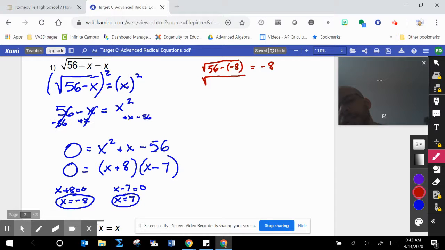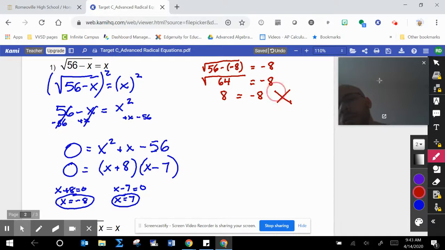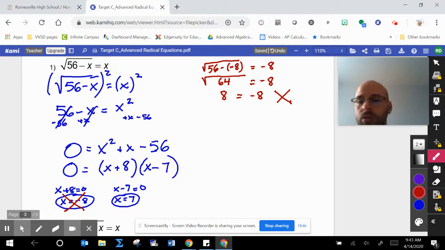So if I do this, I get the square root. Now 56 minus a negative. If you subtract a negative, that's really like adding. Again, you can use your calculator if you need to. That's going to give me a 64 on the inside. And if you take the square root of 64, I get 8. But if you look at my problem, the left-hand side of my equation is 8, and the right-hand side of my equation is a negative 8. Those are not the same. This is not going to work, okay? So what I know is negative 8 is an extraneous solution. That is not a real answer to this problem, okay?